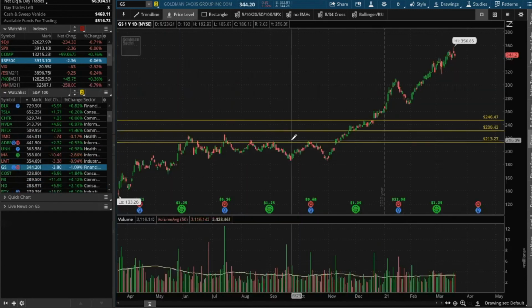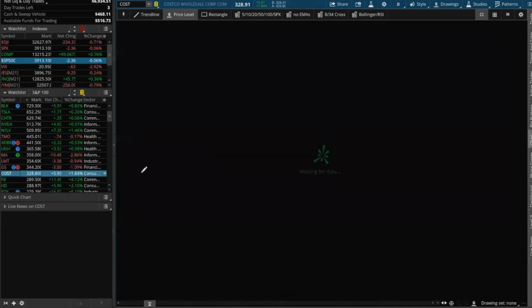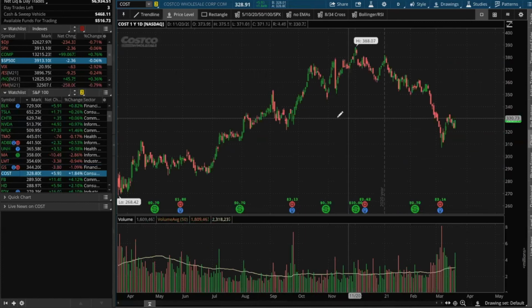And again, we're just doing horizontal lines. So it looks like I already have some horizontal lines in this one. Let's go to Costco. Definitely uptrend here. Looks like a little bit of a head and shoulders. Here's your shoulder, head, shoulder. Then it broke down. But let's see, what do we got here?